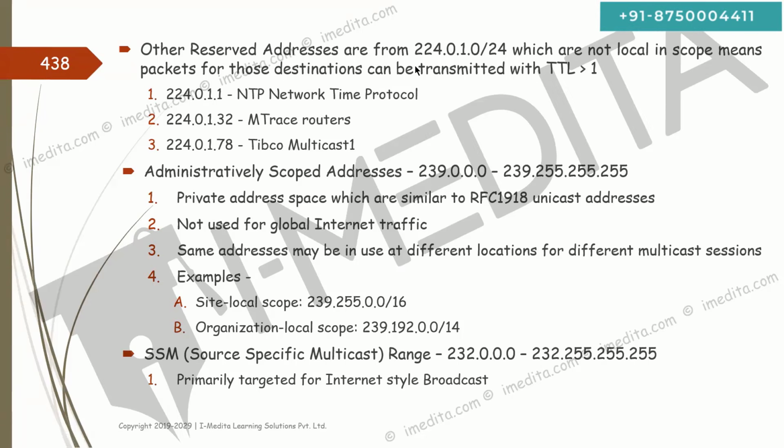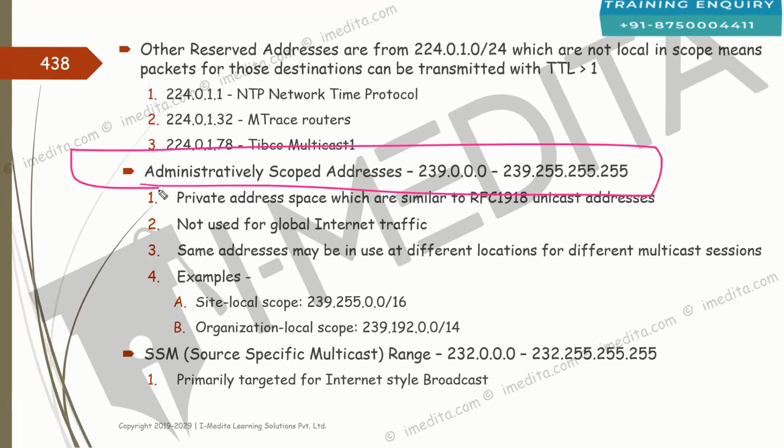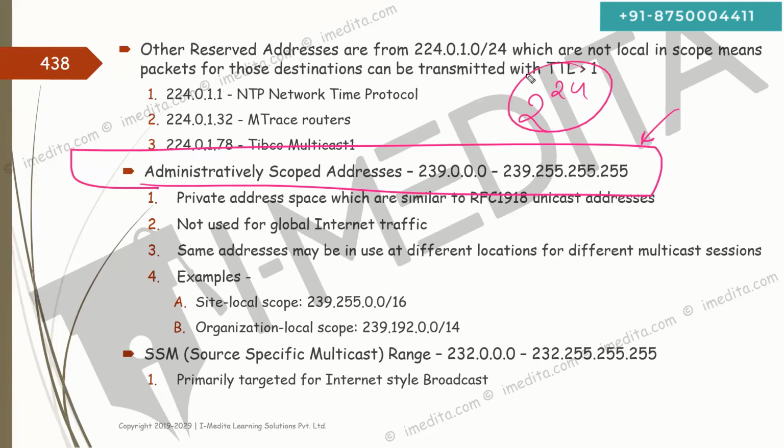So the 224.0.1.0/24 range is not local in scope, meaning the packets for these destinations can be transmitted with a TTL value greater than 1. And this is the private range. This is the private range in multicast. If you want to use multicasting within your organization only, you can use these addresses. There are approximately 2 raised to the power 24 addresses, which are way more than enough for your enterprise network to support.